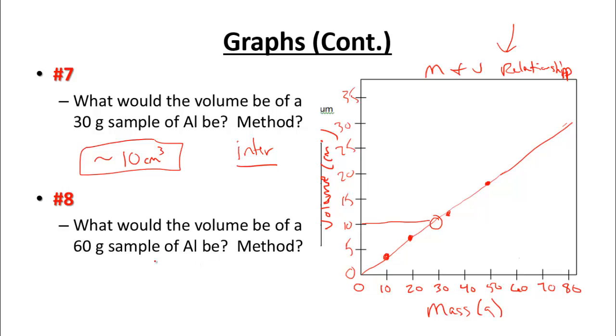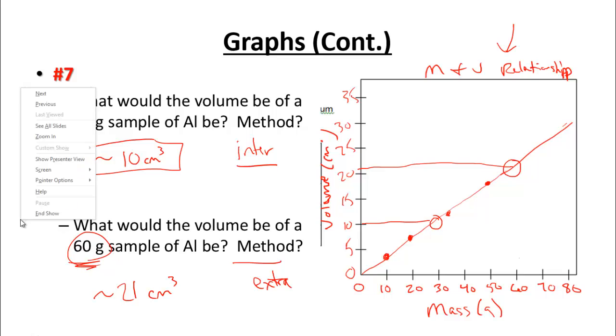Okay, now try number 8. Answer this question as well and enter your answers to see how you did. Okay, so we're looking for a 60-gram sample. If you go to 60, 60 is over here. This is beyond our data points, so the method is called extrapolation. You're reading beyond your data points. And extrapolating and going backwards in this direction, maybe somewhere just above 20, so approximately 21, 22 centimeters cubed would be the approximate volume when you have a 60-gram sample. And that is called extrapolation.